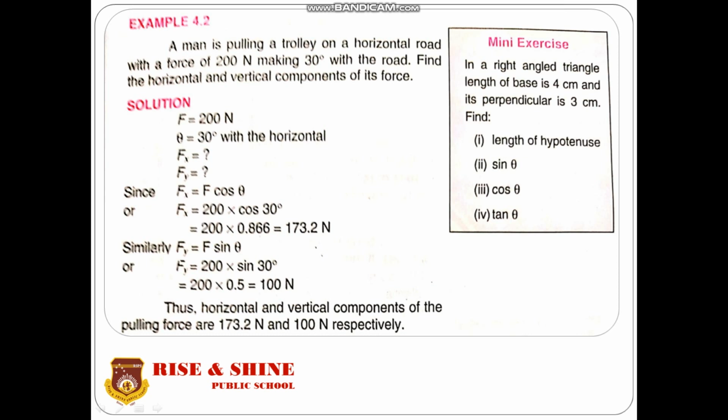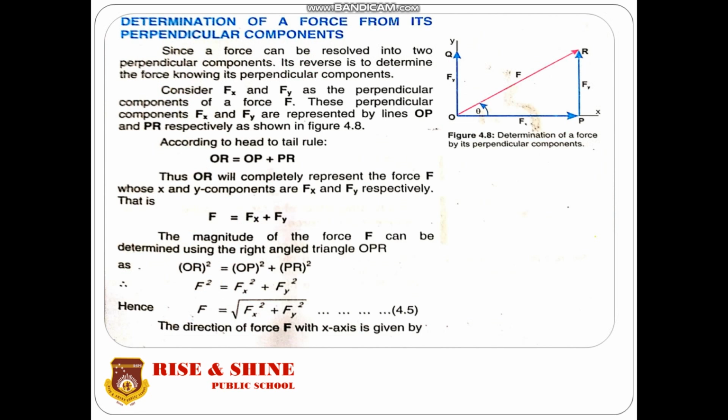Now, as we discussed in the last topic, Fx is equal to F cos theta. We put the value of force 200 and theta equal to 30 degrees. Now we solve: cos 30 is equal to 0.866, multiplied by 200, and the horizontal component of the force is 173.2 newtons. Now for the vertical component of the force, we put in F sin 30, and again we find the value of the vertical component of the force.